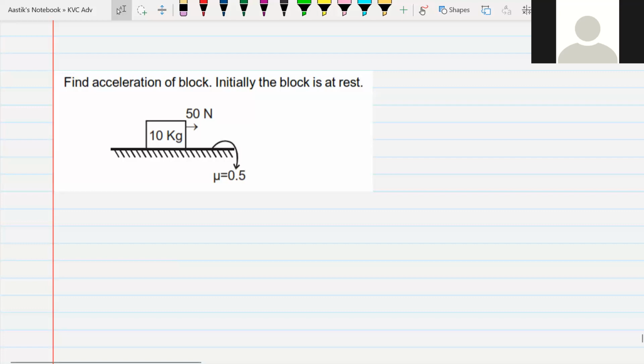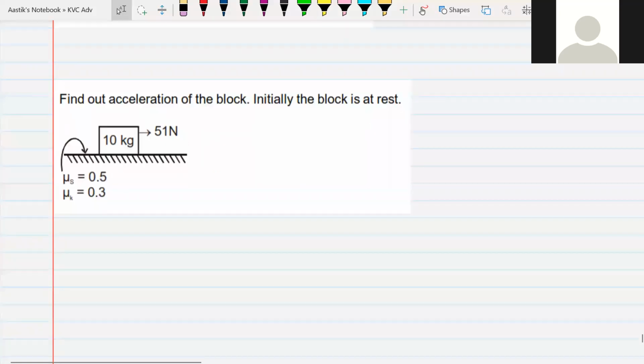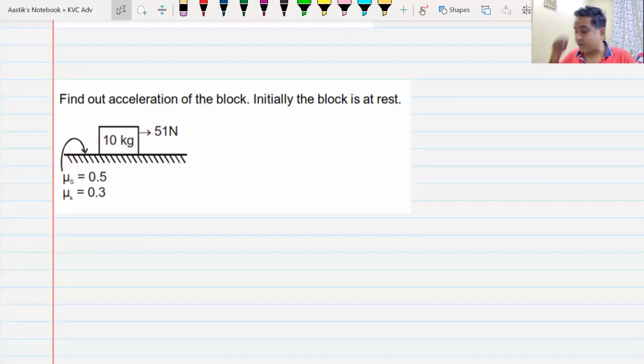Once more, last one for today. This should be the way a question should be put. Both the values must be given. I await your answers on this one. Find the acceleration of the block. Initially, the block is at rest. I'll give you 2 minutes. Let me know when you are done.